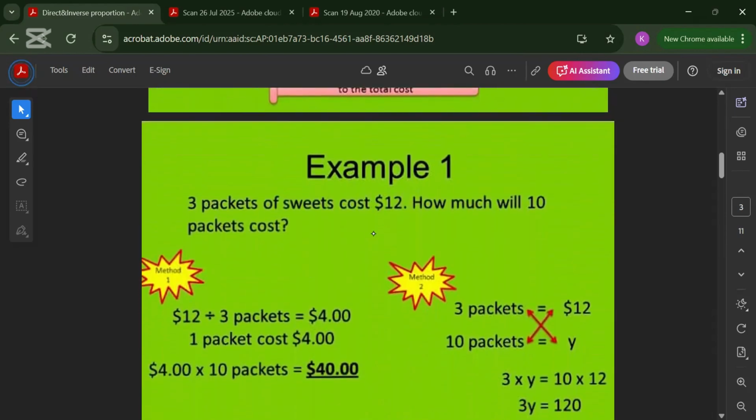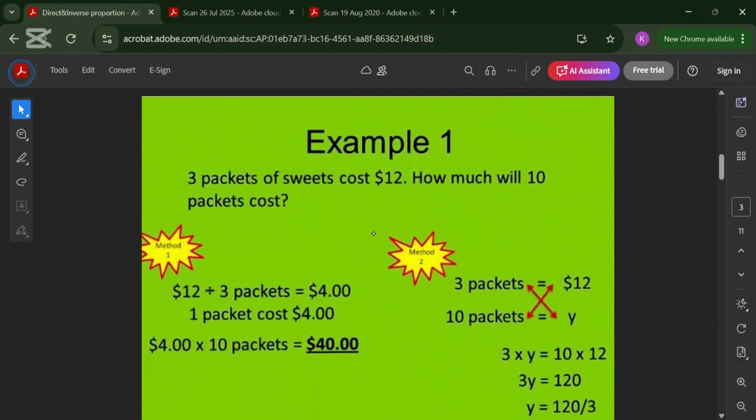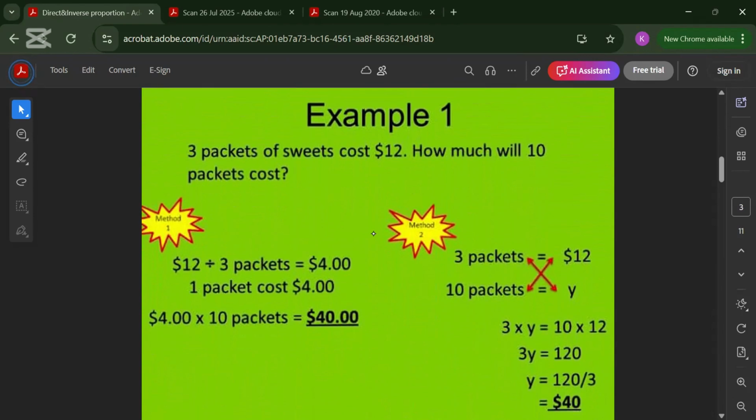We have an example here. Again, an example: 3 packets of sweets cost $12. How much will 10 packets cost? Okay, we can have an idea. Method one is your unitary method, but generally, method two is more applicable. Here we have arranged our given quantities in a proper order. Packets on the left side of the equal sign, and the cost, or the money, on the right side. So 3 packets cost $12, 10 packets cost Y.